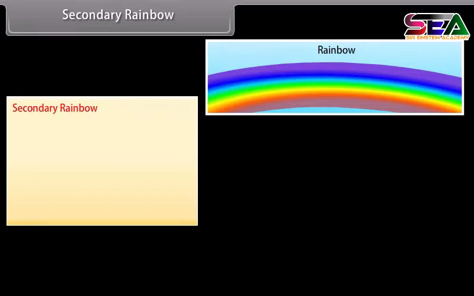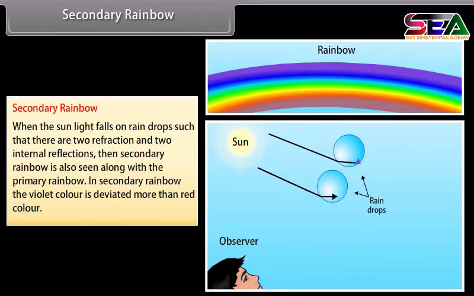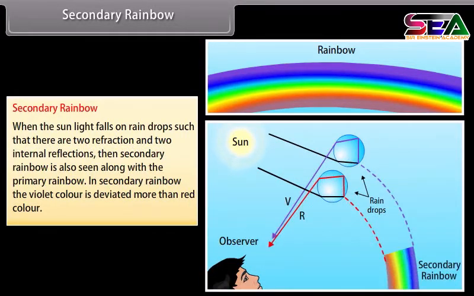Secondary rainbow. When sunlight falls on raindrops such that there are two refractions and two internal reflections, then a secondary rainbow is also seen along with the primary rainbow. In this second rainbow, the violet color is deviated more than the red color.